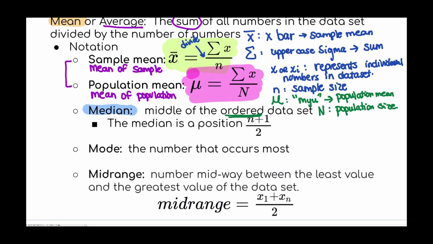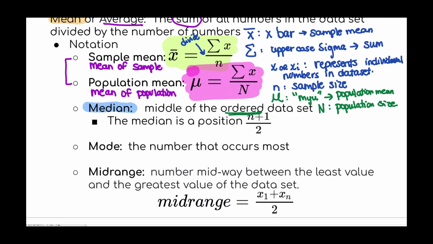Mode is the number that occurs the most. And the way I remember that is, I think, mode, most, mo. So the M-O, mode, most. So mode is the number that occurs most in the data set.